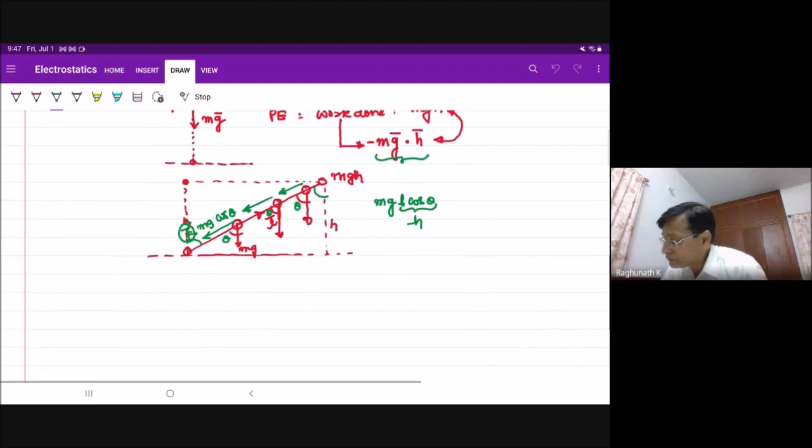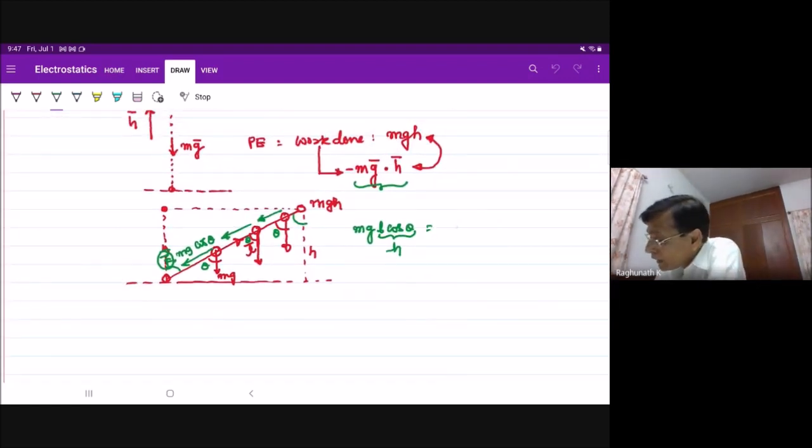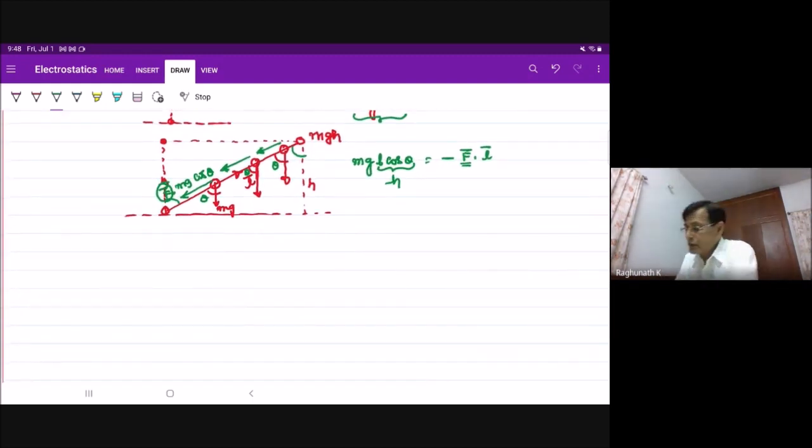Last case. This is equal to what? Minus f bar dot L bar. At each and every point, f bar is in the direction opposite to L bar, of magnitude mg cos theta. Now listen. This is the other case.